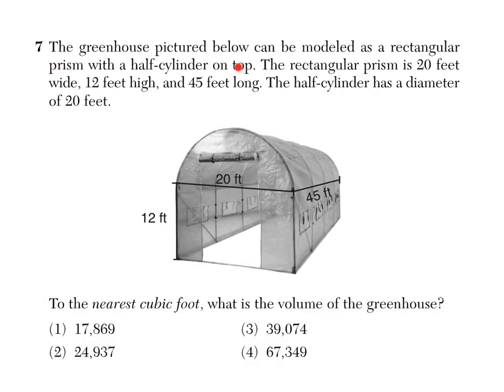Question number 7 says, the greenhouse pictured below can be modeled as a rectangular prism with a half cylinder on top. The rectangular prism is 20 feet wide, 12 feet high, and 45 feet long. The half cylinder has a diameter of 20 feet. So our objective is to determine to the nearest cubic foot what is the volume of the greenhouse.